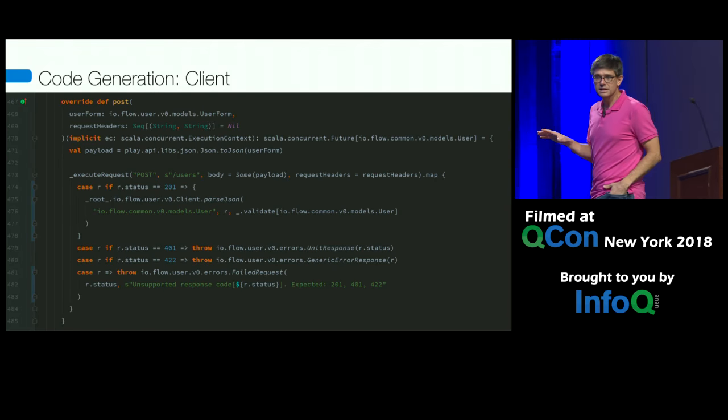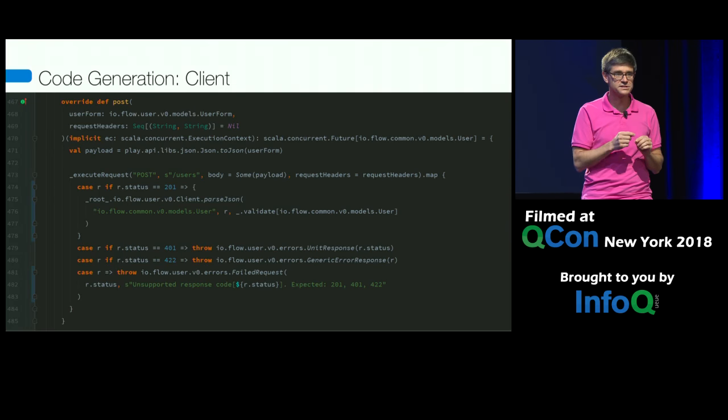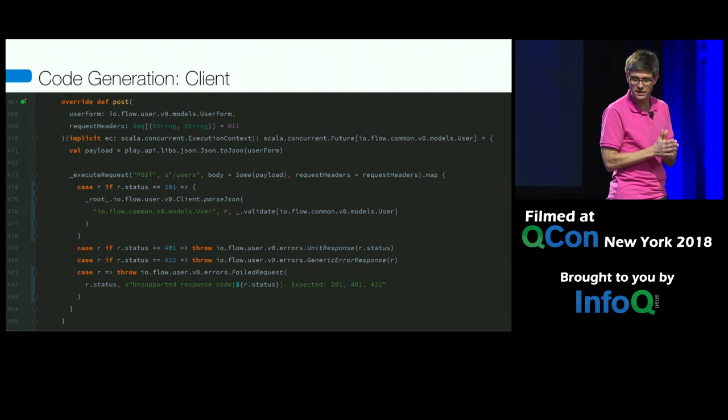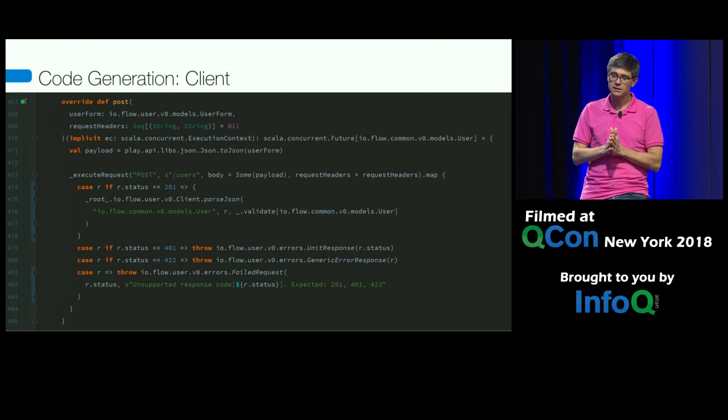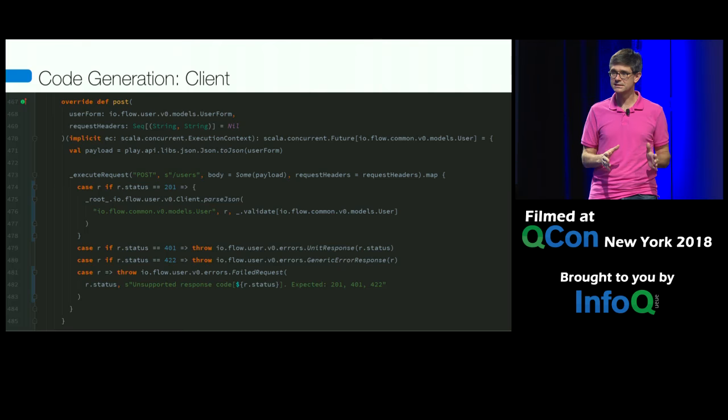Next, code-generating a client library. This is a client library that's used to communicate with any of the services through the REST API. And this is an example of the implementation of the post method. This one is in Scala using play.json. But essentially, the key thing here is this is entirely generated from the specification and really friendly to use as a developer. It's .post, and you pass in an instance of a user form. And that's it.